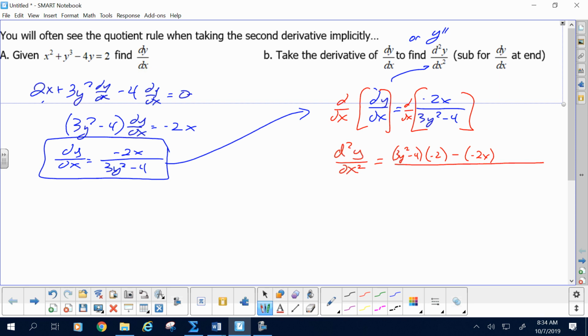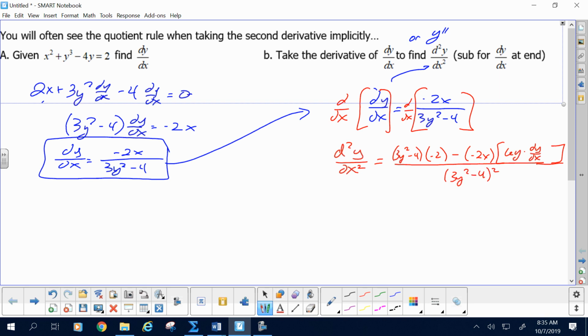Now here's where we need to be on our game. When we say d low, that means we need to take the derivative of the lower function with respect to x. So what is the derivative of the lower function with respect to x? 6y dy/dx. Perfect. Okay, and then over the square of what's below is cool.